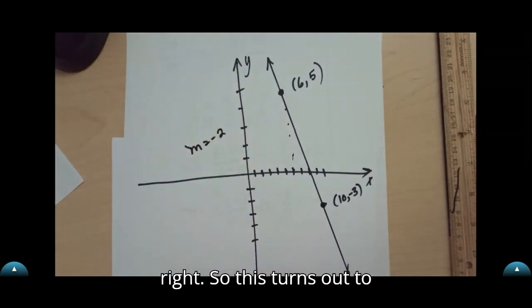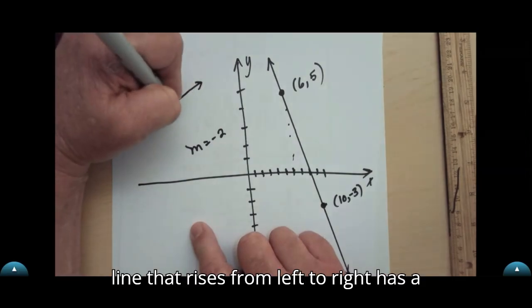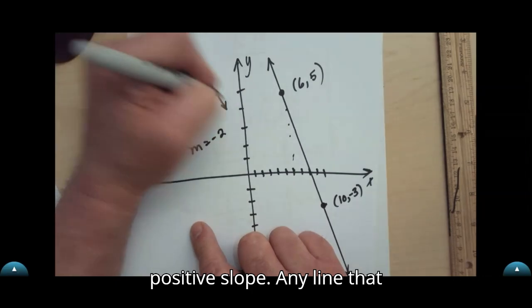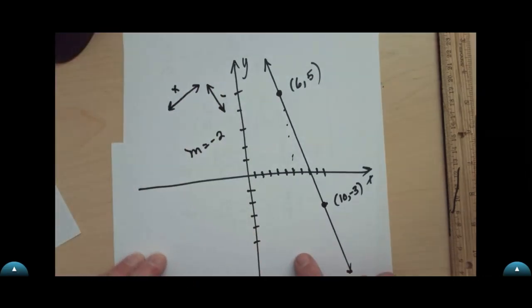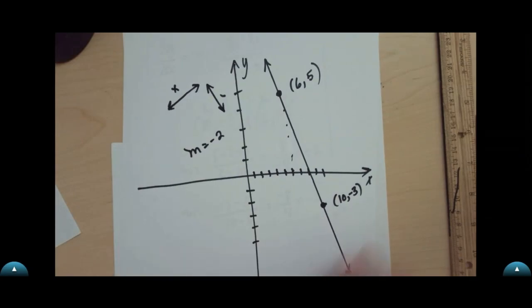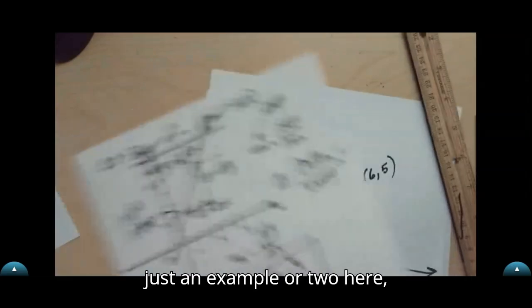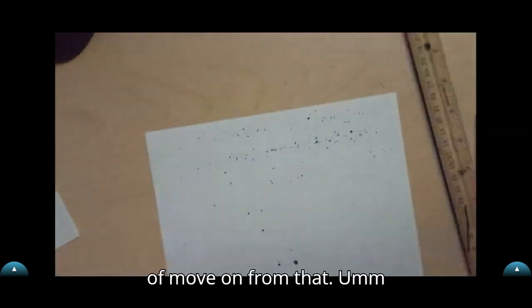So this turns out to always be true. Any line that rises from left to right has a positive slope. Any line that falls from left to right has a negative slope, okay? All right, so just real quickly, we'll do an example or two here, finding slope, then we're going to kind of move on from that.